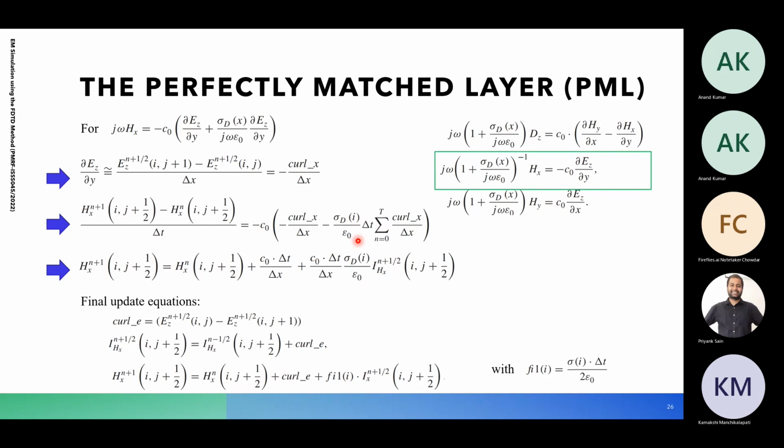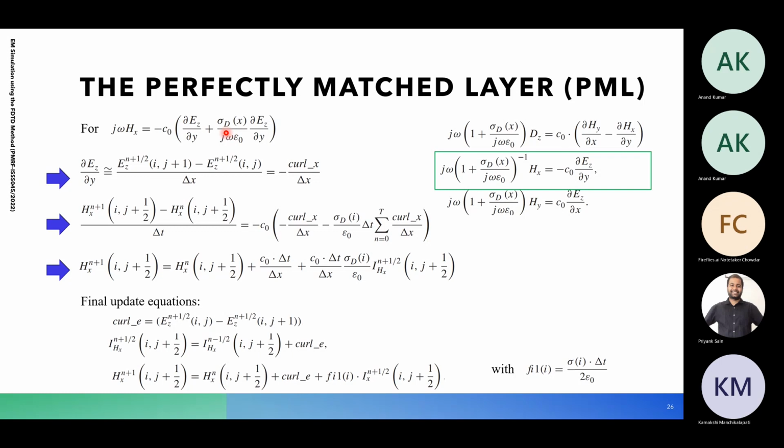Let me see. Maybe this. So I think there's a typo over here. There should be a curl of e. Okay, so there's a typo, I believe, because in the update equation you can see there's a curl of e over here, which is missing over here. So there should be this. There should be curl of x probably.